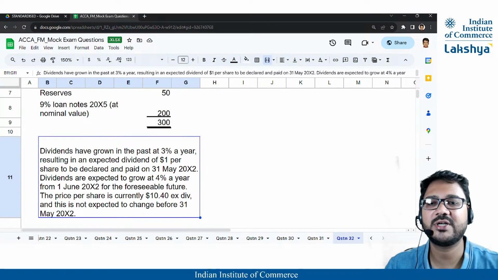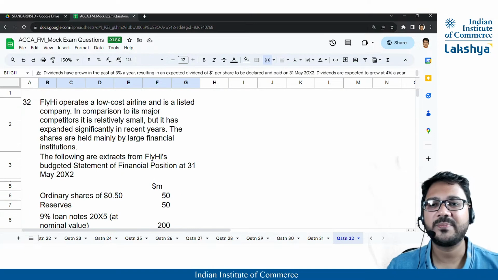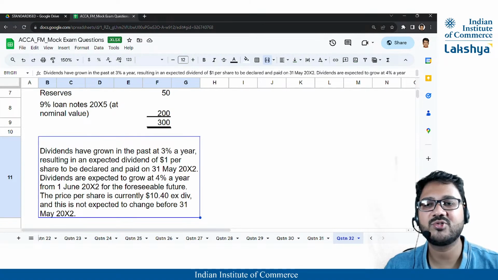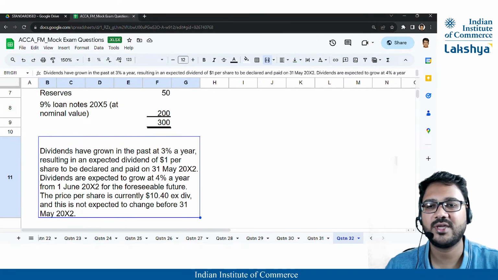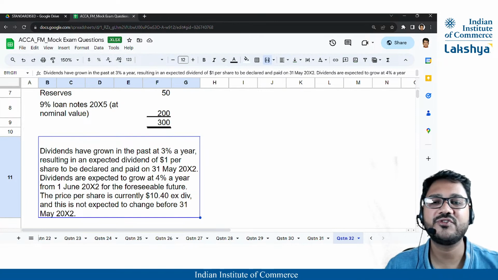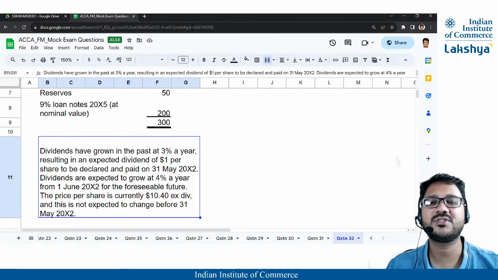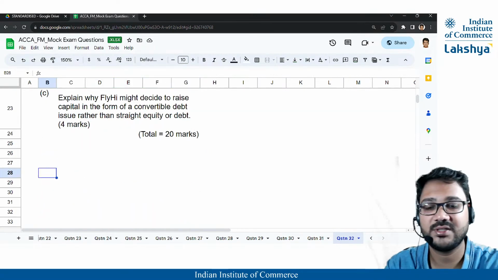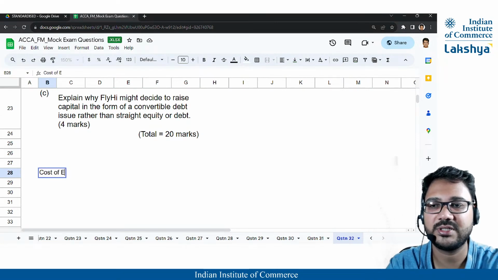How much is our dividend? Now our dividend is $1, depending on what we are currently on 31st May. So as on 31st May, our D0 is $1. And then next year, D1, is going to grow at 4%. In the past, it has grown 3%, but this 3% has been given to create confusion. It's in the past. In the future, we want cost of equity. We'll just read, but with this information, we can easily find our cost of equity.